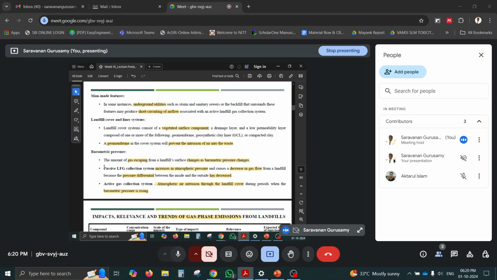One is the passive landfill gas collection system, and one is the active gas collection system. Passive, in the passive gas collection system.